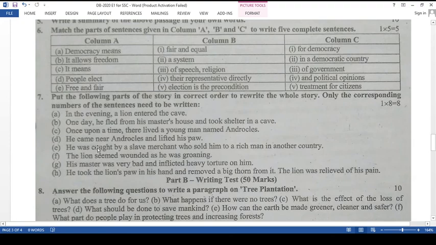Then what happened? Androcles took the lion's paw in his hand and removed a big thorn from it. The lion was relieved of his pain. So this is a quite common story. So there is nothing to worry about.